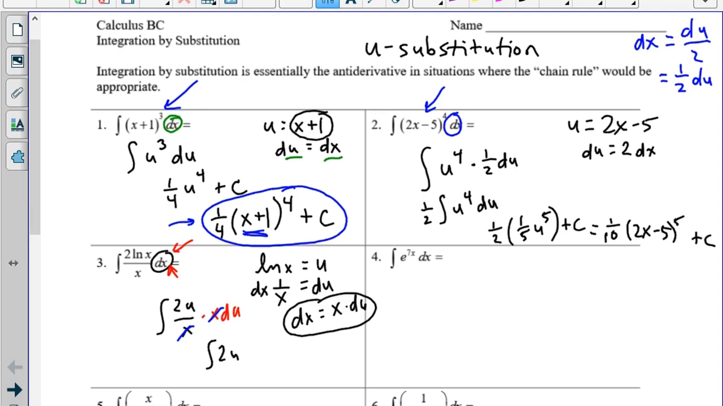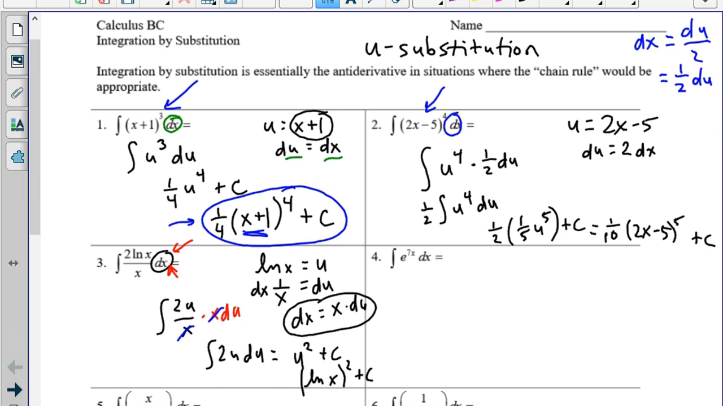So I have the integral of 2u du, which is u squared plus c. And then I'm going to replace u with natural log of x because that's what it was. So it's the natural log of x, squared, plus c. That's my final answer for number 3.